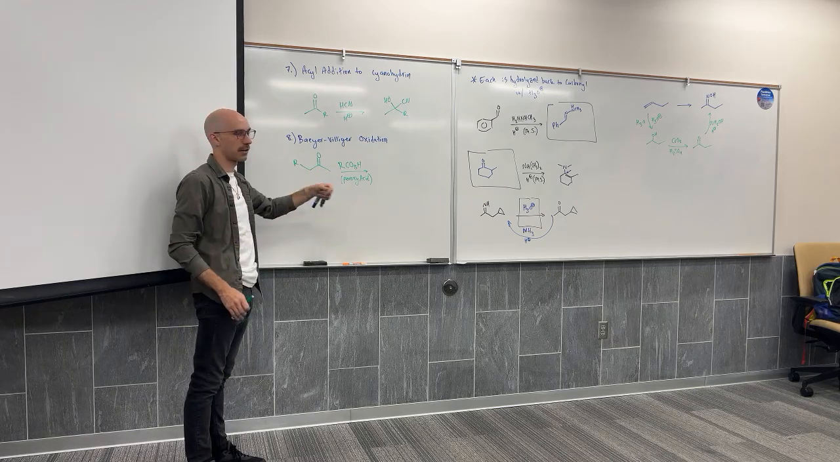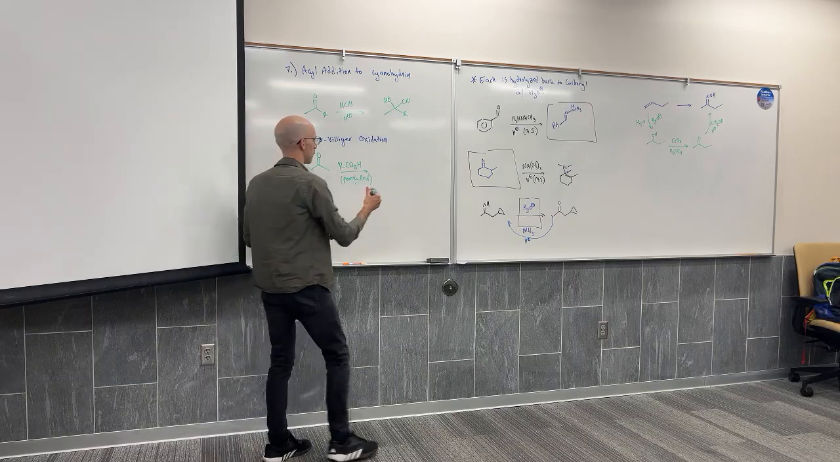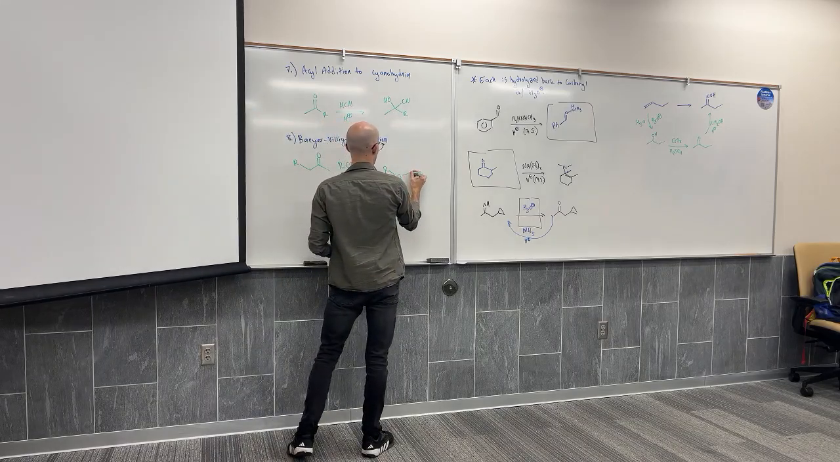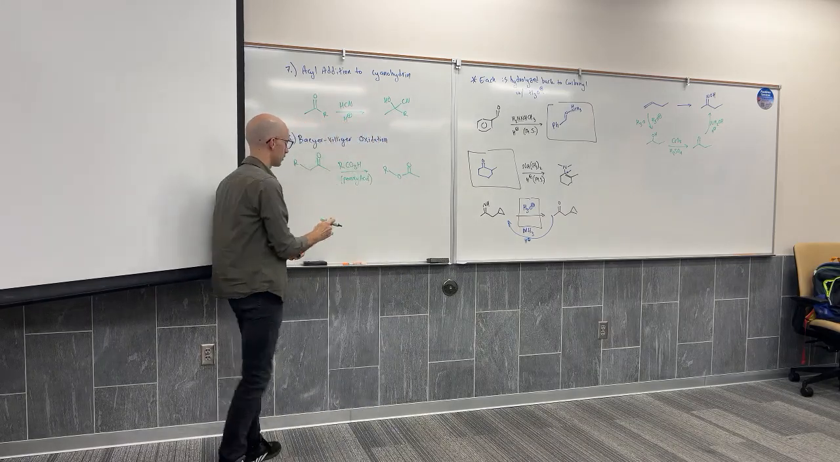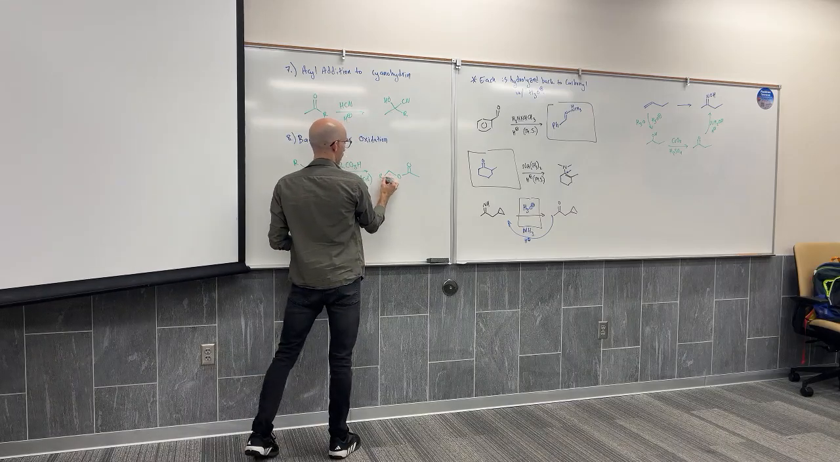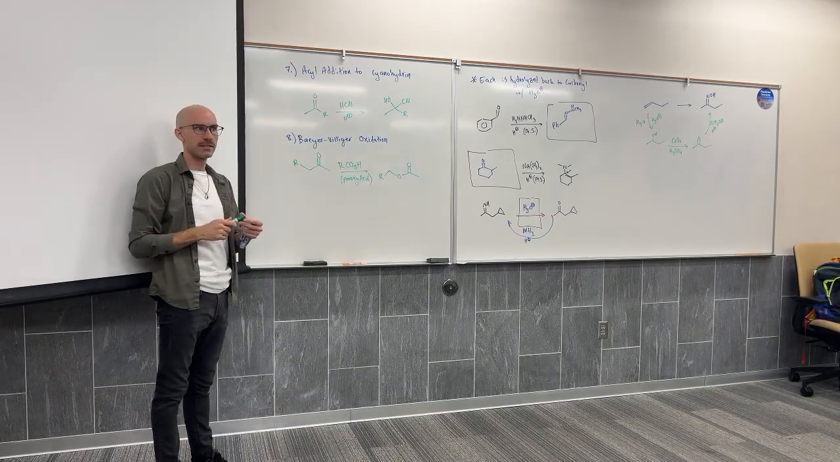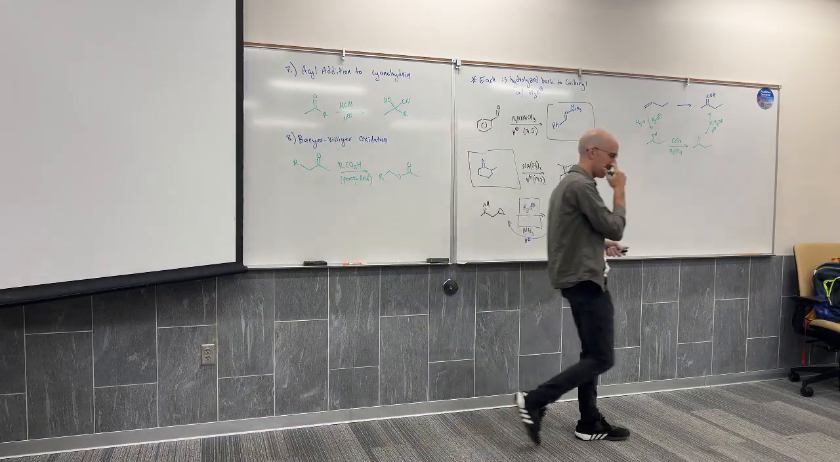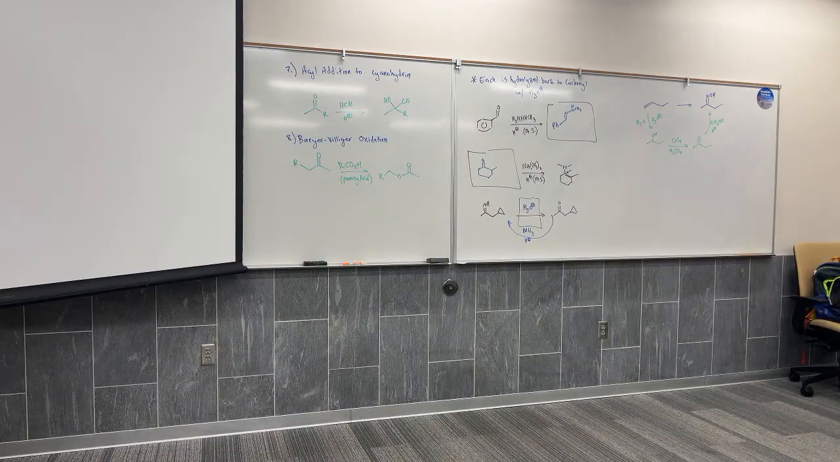RCO3H, that's just our generic way of writing peroxy acid. What is the conversion that we're seeing here? Ketone to an ester. Exactly. Isn't that kind of cool?